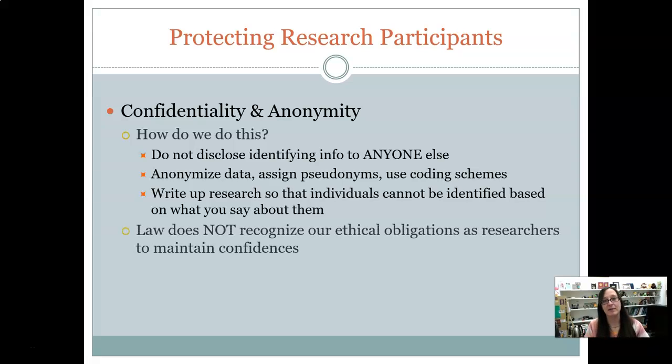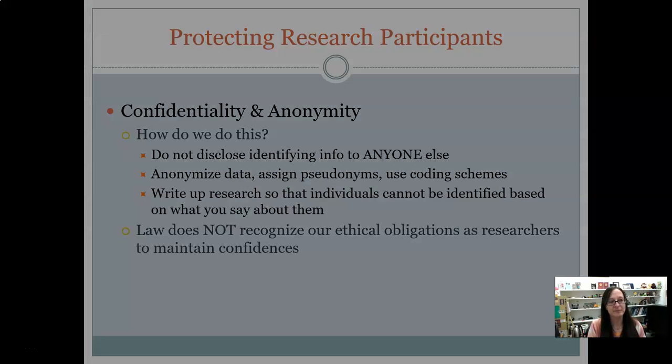And so it's important to keep in mind that the law does not recognize our ethical obligations as researchers to maintain those confidences. So even though there was that statement about our ethical obligations, it comes from ASC and ACJS, the law doesn't recognize that. So the law would say that if you are given a subpoena, you have to comply with that subpoena. And so that's something that, again, you have to know where your line is going to be.